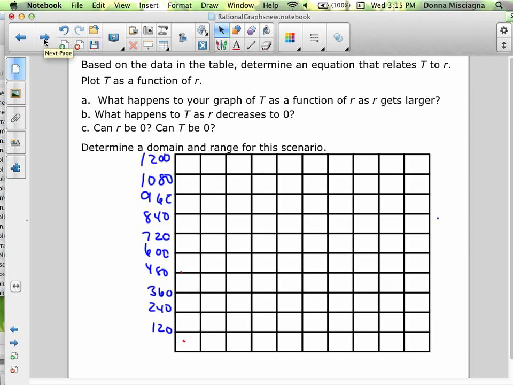I was pretty good on the y. I like the y, so I didn't erase it. So this is the number of trips. There were 10 spaces, so I counted by 120s, because the cat took 1,200 trips.